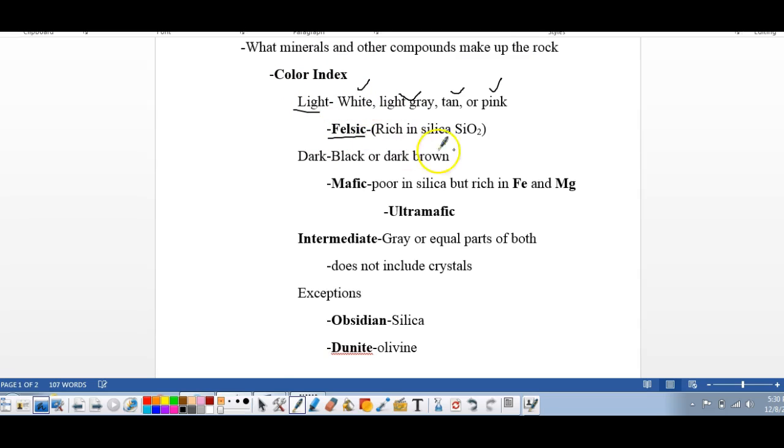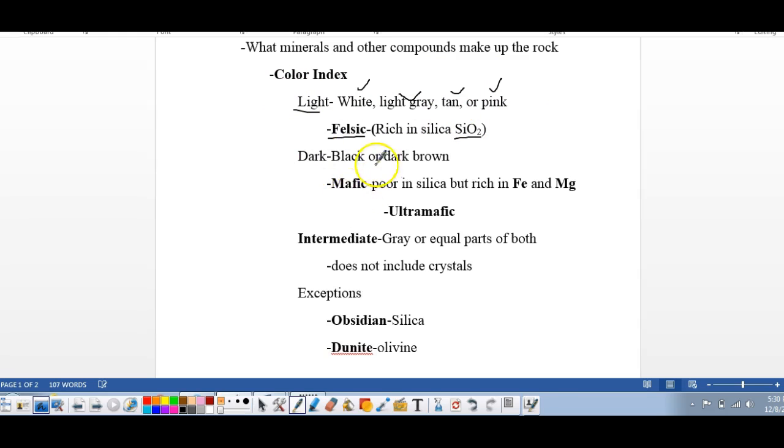And these ones that are called light, they have a name for them. They call them felsic. These white and light colored rocks are rich in silica, SiO2. That's the main constituent in there, and that is light colored, so that gives these felsic igneous rocks that light color.